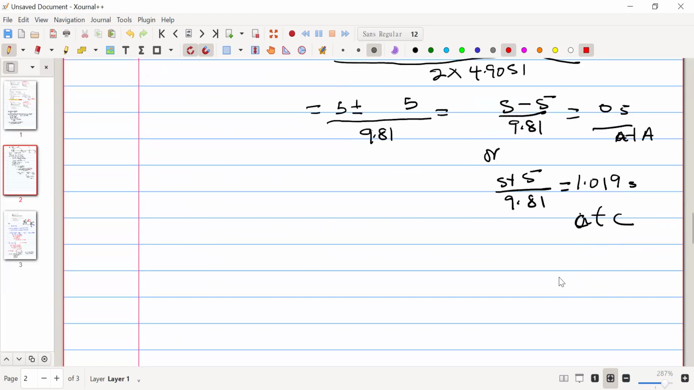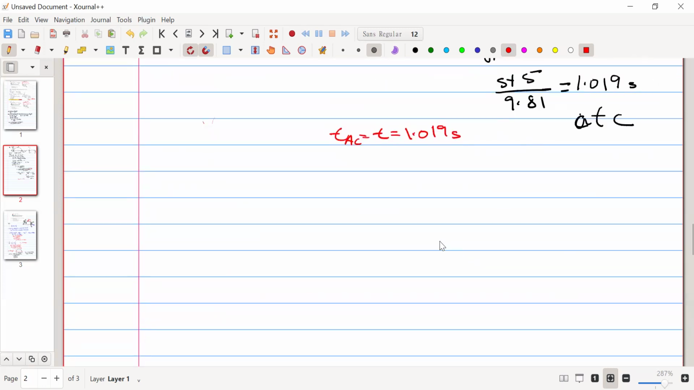So therefore you can go back now and say that TAC is equal to t, which is 1.019 seconds. All right. So you could simply say that. So that's what TAC is equal to.